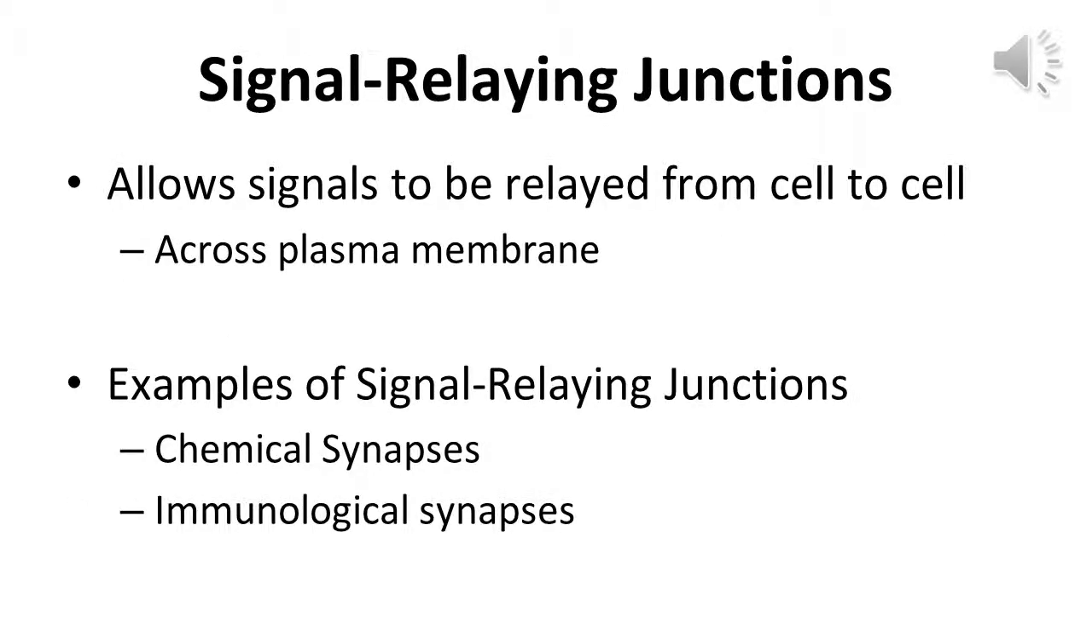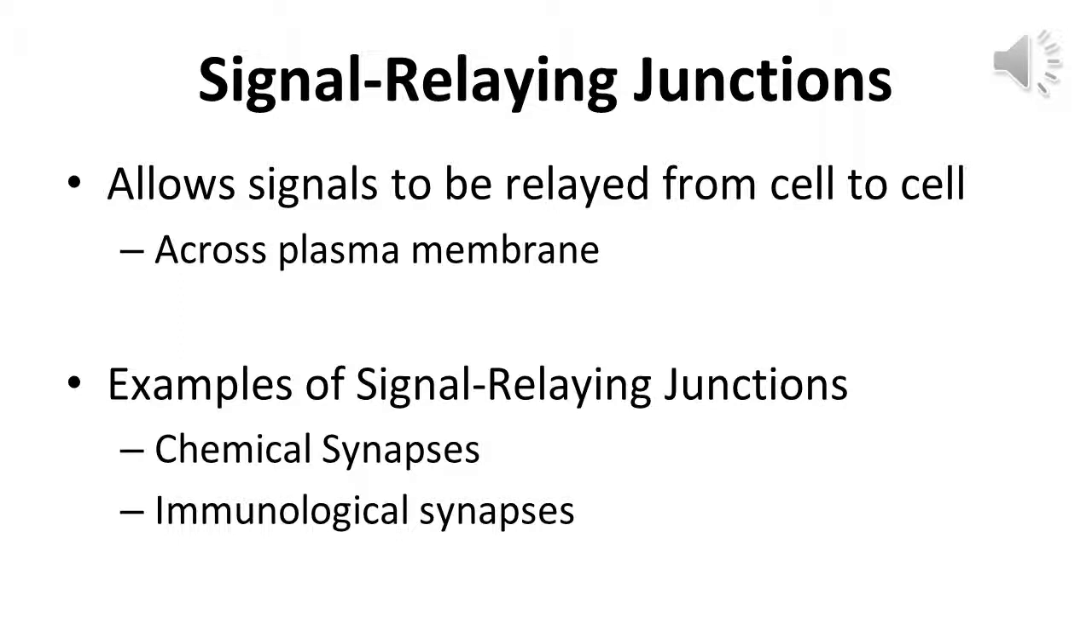And next, we have signal relaying junctions. Signal relaying junctions focus on helping cells pass signals back and forth between each other. The junction allows these signals to flow from one cell to the next across the plasma membrane. This plays a big role in making sure cells behave in a similar fashion. Tying this back to the previous modules, the integrin proteins that are inside the plasma membrane can allow these cell signals to communicate with each other.